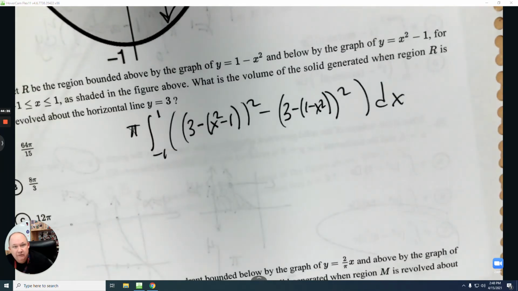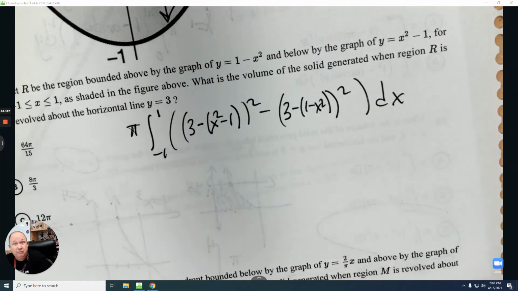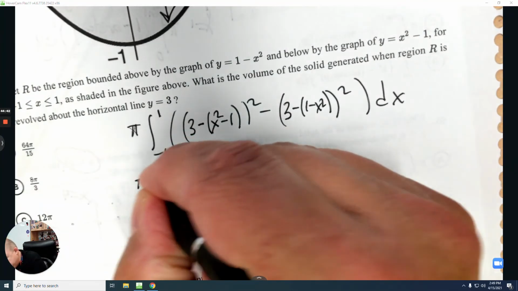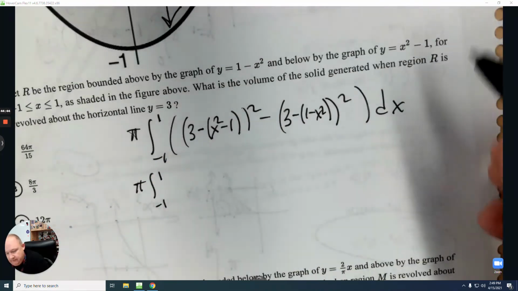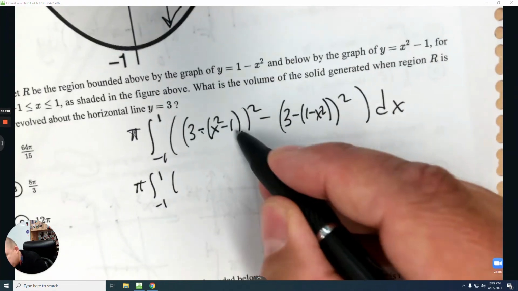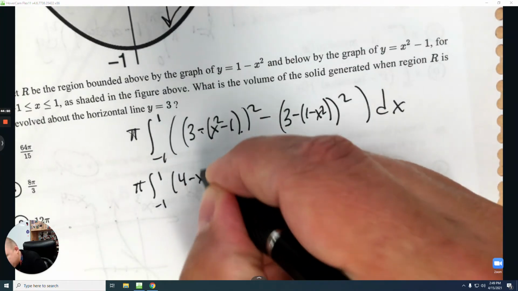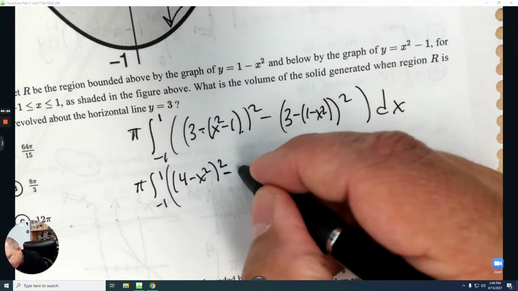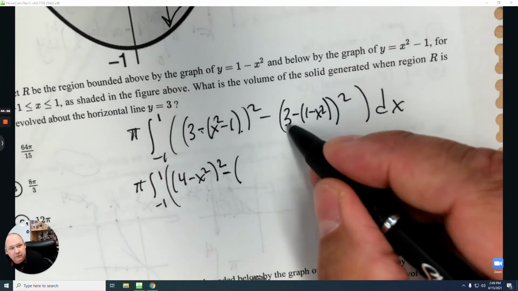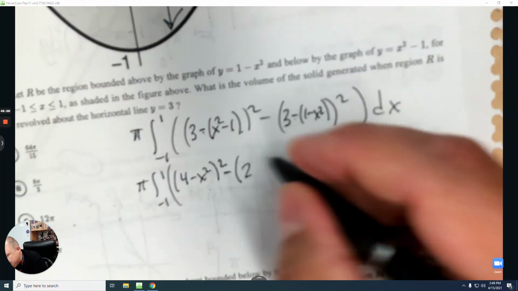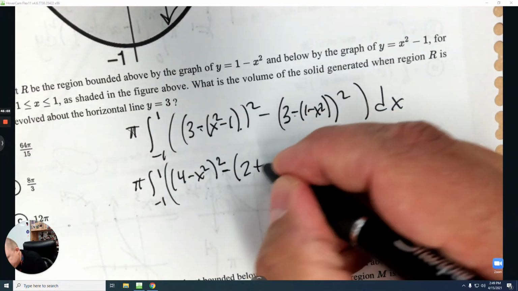And that's what we need to solve. So now it's a matter of some algebra, some calculus, and being able to get the answer at the end. So let's help us through that. First of all, I'm going to simplify this. 3 subtract -1 is 4, subtract x squared, squared. 3 subtract 1 is 2, and it's subtract a negative, plus x squared.